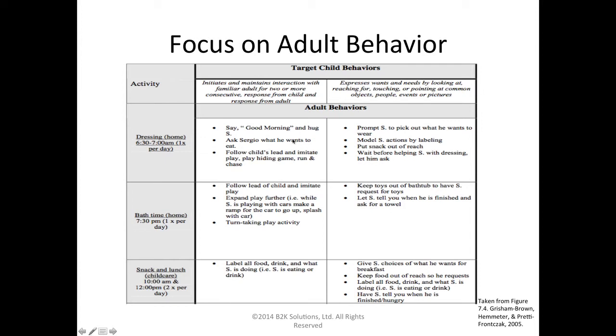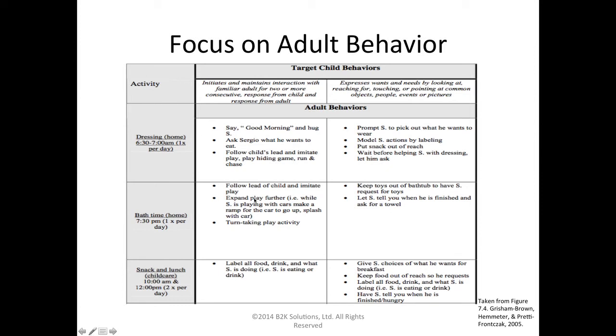So what will the adults do or say or model or prompt for? Will they use visible but unreachable? Will they use self-talk? Will they use modeling and labeling? Will they give choices between things to elicit these skills of initiating and maintaining and expressing wants and needs? And again, in the next part of our conversation around activity schedules, we'll talk a little bit more about how do we pick the how.